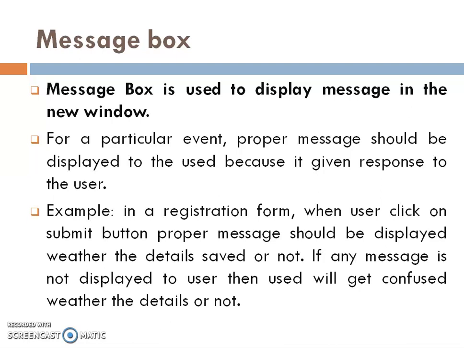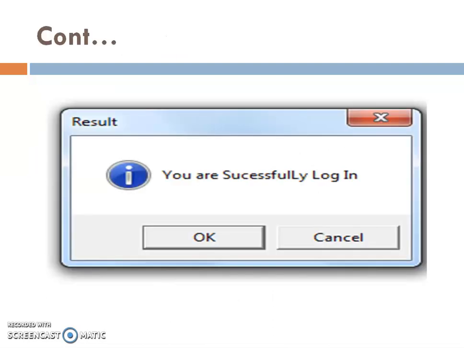It means, like we take a small example. In a registration form, when the user clicks on the submit button, if a proper message is not displayed whether the details are saved or not, then the user will get confused whether the details are saved or not. So we display some message to the user to confirm whether our details are saved or not. Now this is the image of message box.